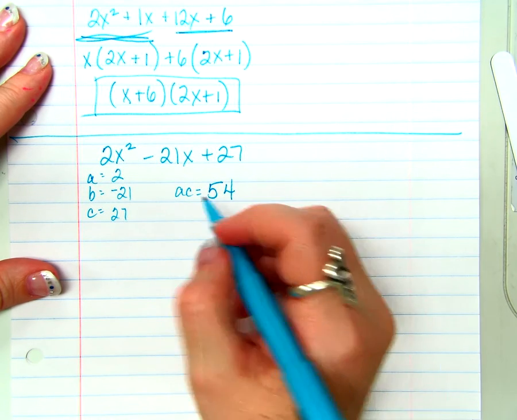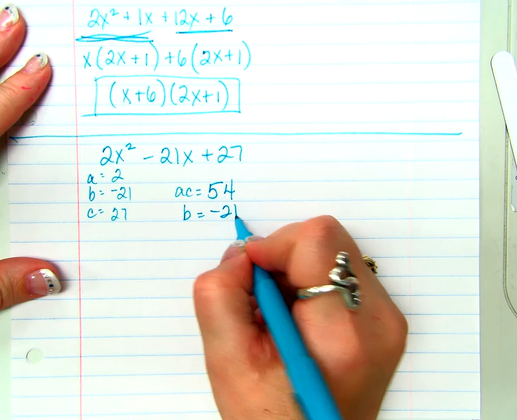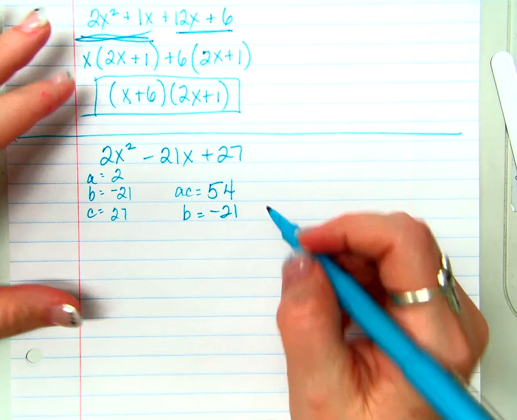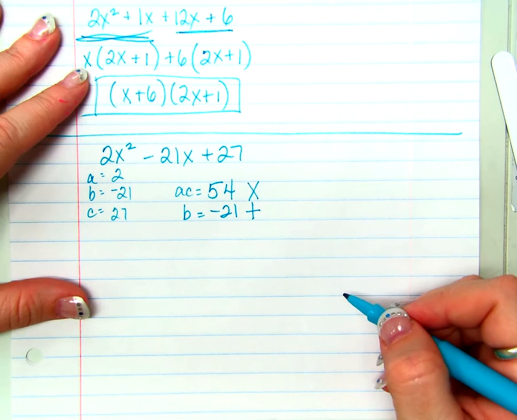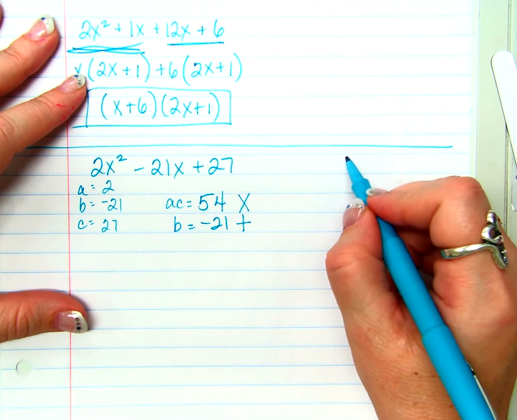54. What's B? Negative 21. Okay? Now, I am very well aware that some of you can do some of this stuff in your head. I'm going to be thinking out loud so you remember where to think and how to think here. Okay? It's got to multiply to be 54 and add to be negative 21.